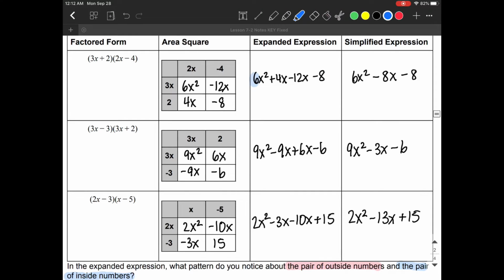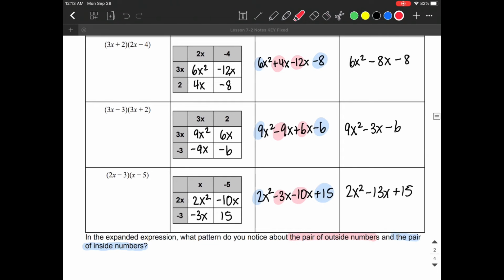So if I look at the outside numbers, I have 6 and negative 8, 9 and negative 6, 2 and positive 15. And then if I look at the inside numbers, I have plus 4 and negative 12, minus 9 and positive 6, negative 3 and negative 10. I want to see if I notice a pattern between those. So I'm going to write them out.